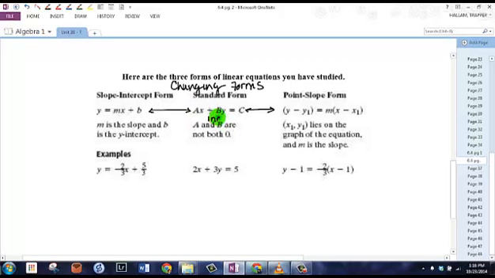Again, standard form is good for intercepts. Intercepts. This one's kind of versatile. Good for really slope and y-intercept if we need y-intercept. This one's great for writing equations. Not so bad for graphing from either.